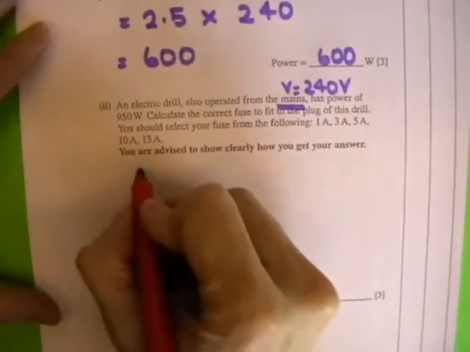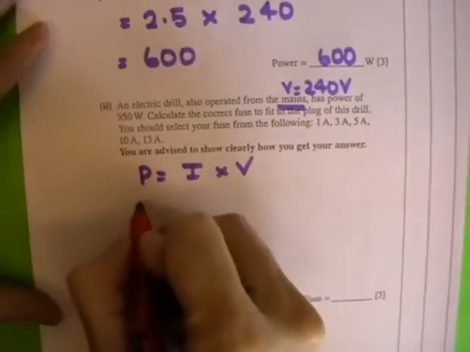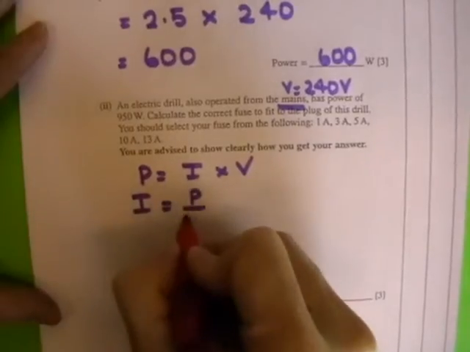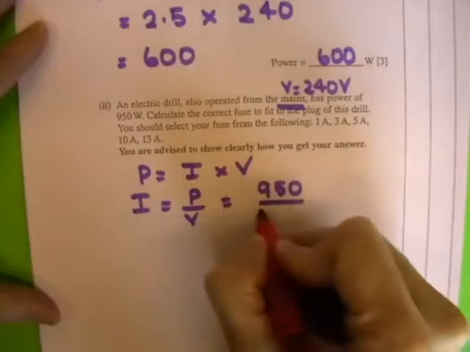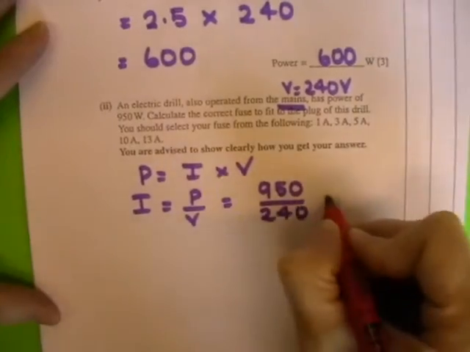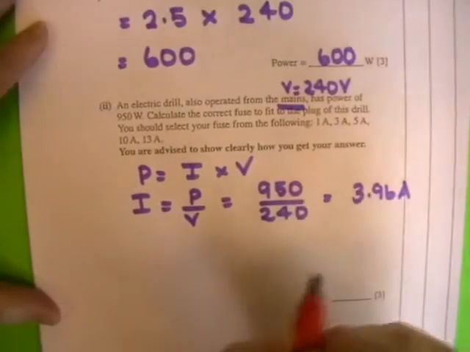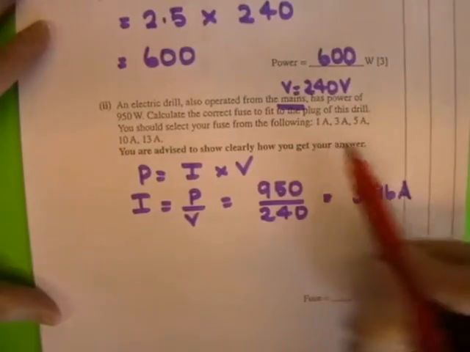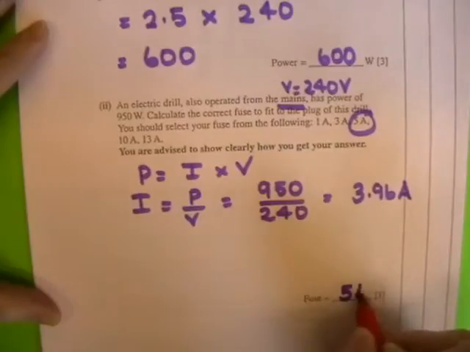So again, we need to first of all calculate our current. So use P is equal to I times V. We're using that equation again, but we need to calculate current. So I is P over V, which is equal to 950 divided by 240. And that comes out as 3.96 amps. So we need a fuse which is higher than that, but not too high. And the next one up from that is the 5 amps. So our answer is going to be 5 amps.